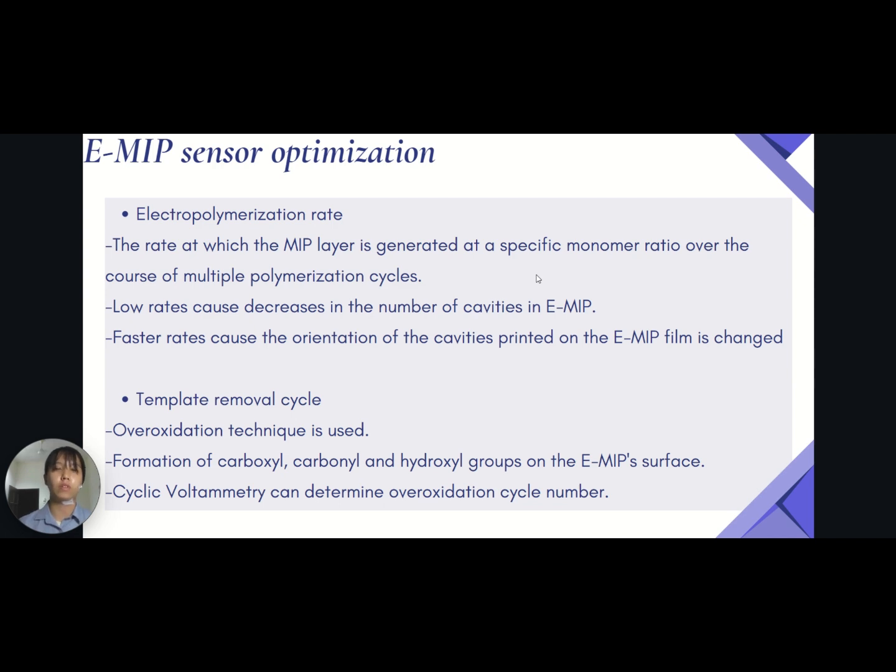The template removal cycle will use overoxidation. Therefore, you have a lot of functional groups inside the EMIP surface to remove the template as well. Cyclic voltammetry will determine the overoxidation cycle number.